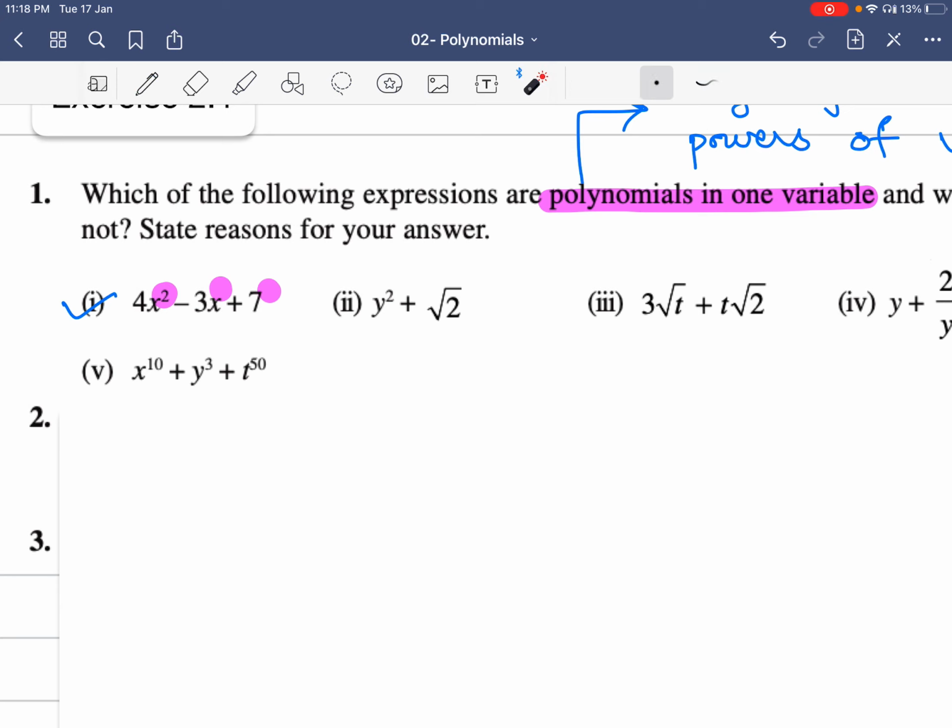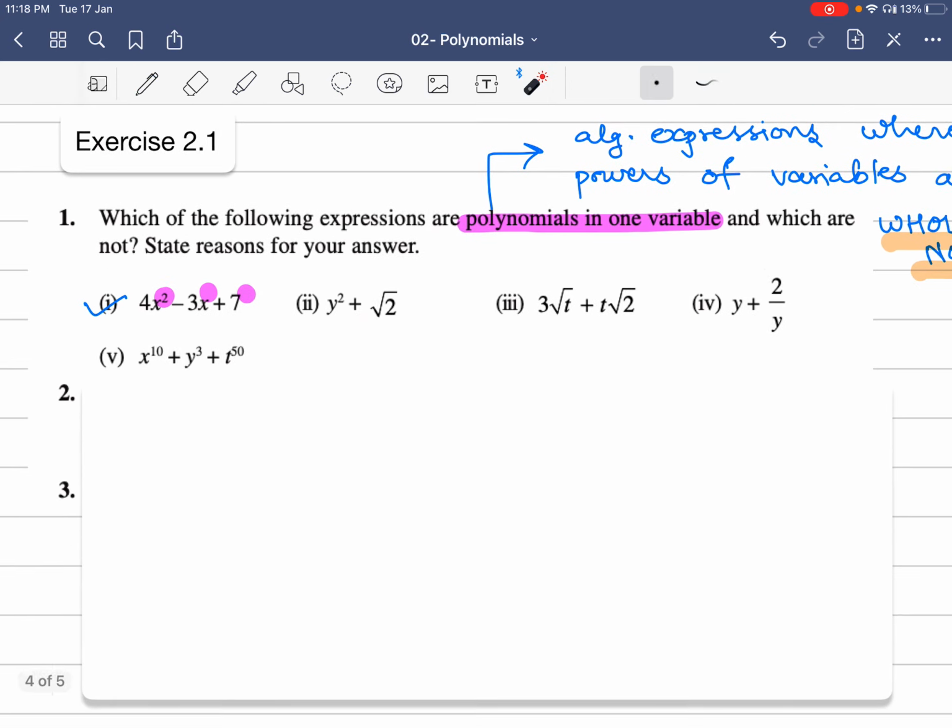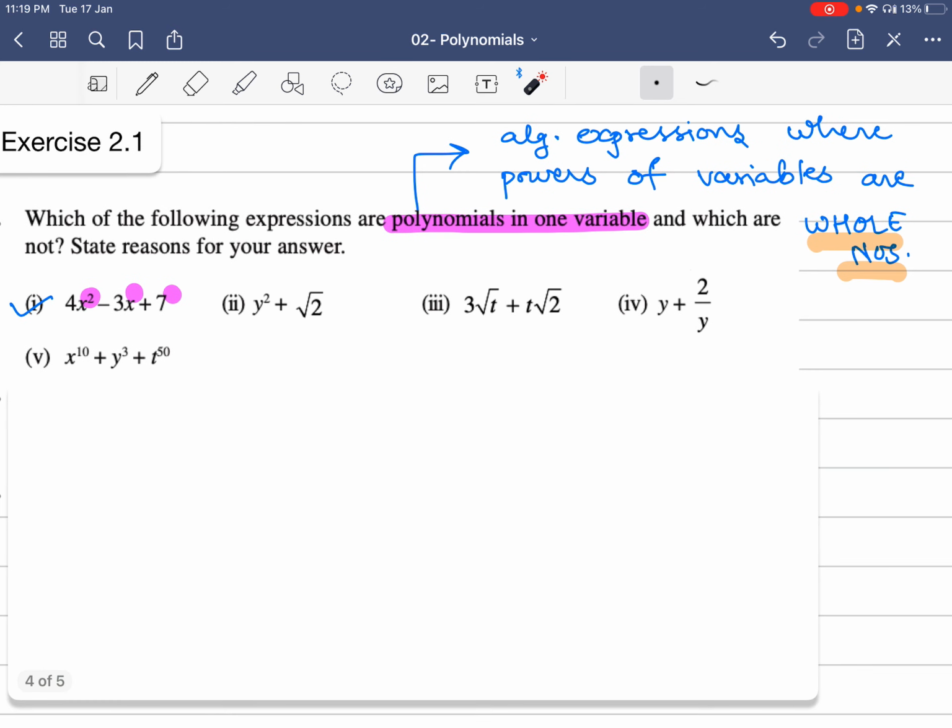Now, next we come to y square plus root 2. One important point is we have to look at the exponents of variables only. Root 2 is a constant, so that is to be excluded. We have to only focus on this variable, whose exponent we can clearly see is a whole number 2. So yes, this is also a valid polynomial.